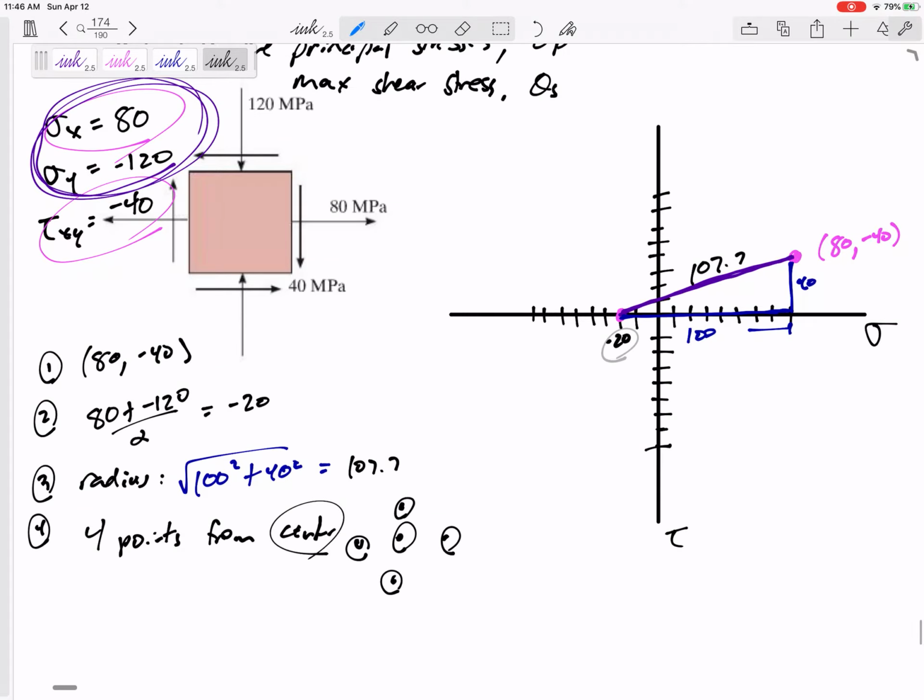Start at negative 20, and I'm going to go 107.7 to the right, which would take me to 87.7. I'm going to start at negative 20 and go 107.7 to the left, which would take me all the way over here to negative 127.7. All right, I'm going to start here at the center, and I'm going to go up 107.7. I'm going to go down 107.7.